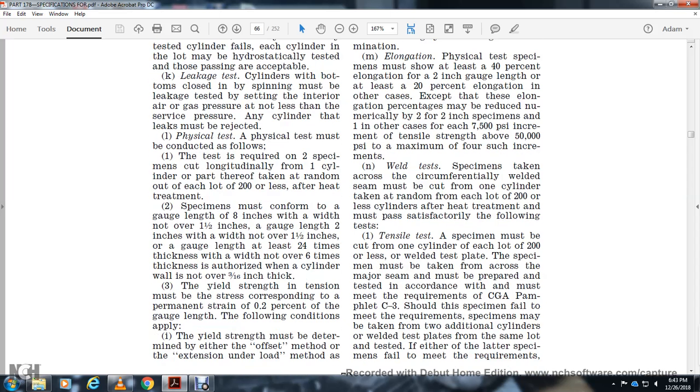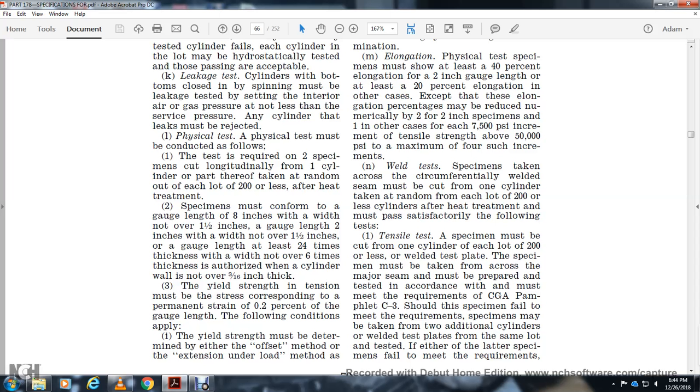Specimens must conform to the following: a gauge length of 8 inches with width not over 1.5 inches, or a gauge length of 2 inches with width not over 1.5 inches, or a gauge length at least 24 times the thickness with width not over 6 times the thickness, and the thickness authorized for the cylinder not over 3/16 of an inch. For the yield strength in tension, it must be the strength corresponding to a permanent strain of 2/10% of the gauge length, and the following conditions apply.